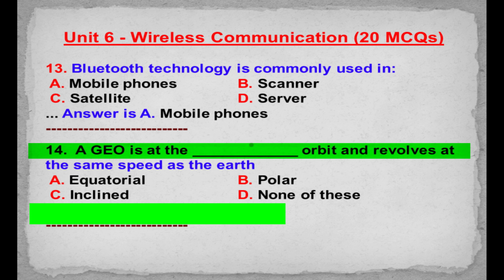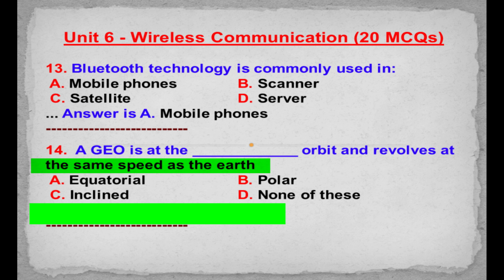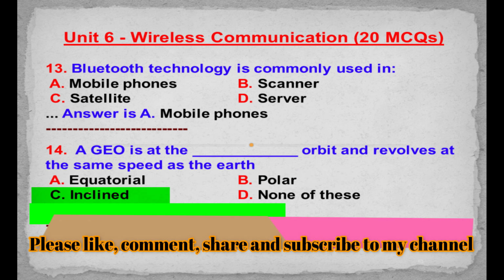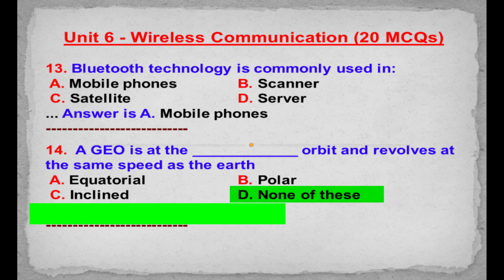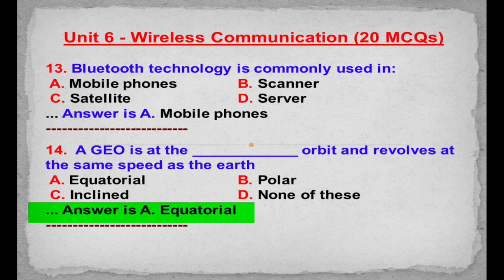MCQs number 14. A GEO is at the dash orbit and revolves at the same speed as the Earth. Option A, equatorial. Option B, polar. Option C, inclined. Option D, none of these. Correct answer is option A, equatorial.